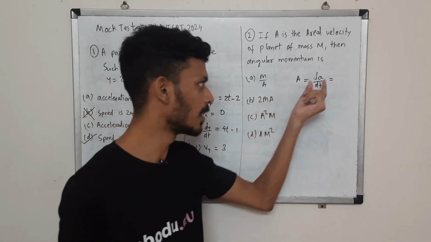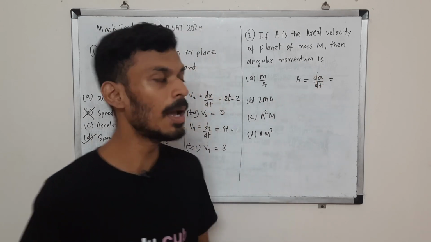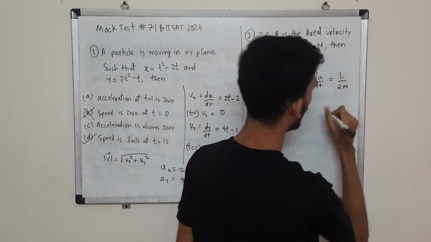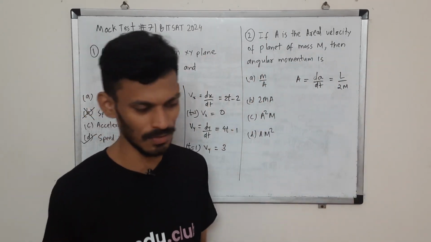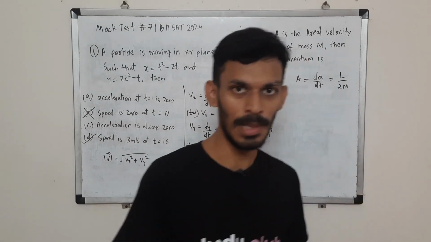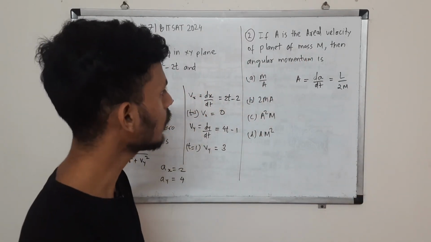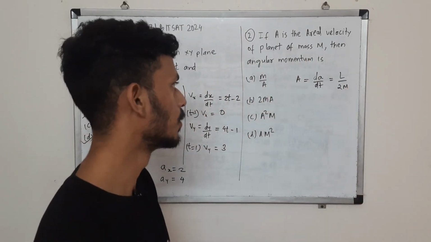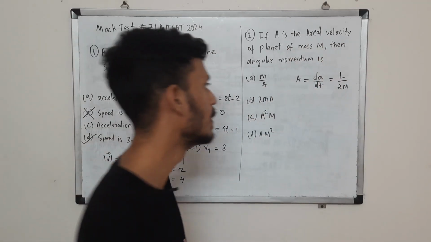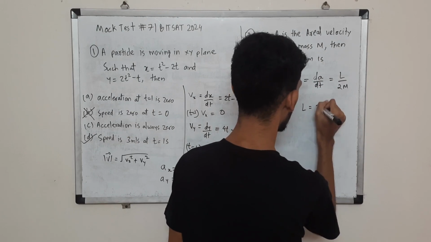So the areal velocity is the rate of change of area by time, and this is given as L by 2m. Okay, mu actually, but the mass of the sun is massive compared to the planet, so you just have to take the mass of the planet into account. So L by 2m, that is the areal velocity. You are supposed to find the angular momentum. Angular momentum is L over there. So that will give us 2ma.